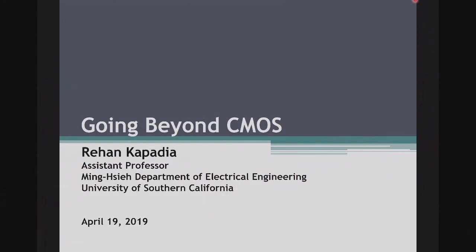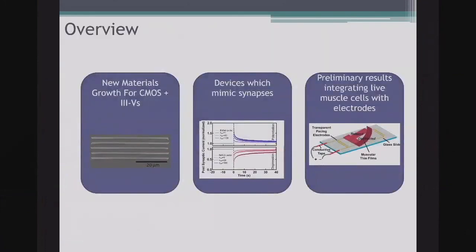Essentially, there are three topics which we have at different levels of maturity in my program. One of them is new materials growth techniques for CMOS plus 3.5s. I'll explain what that means. This is my most mature technology. We have multiple growth labs for it, and we have a reasonable amount of funding from both industry and academia.